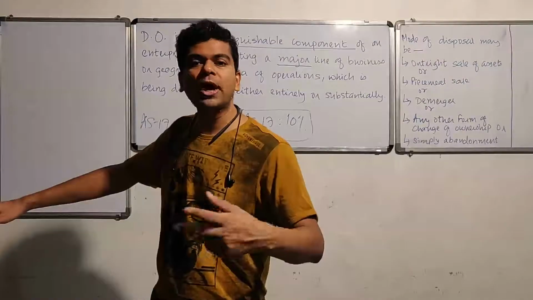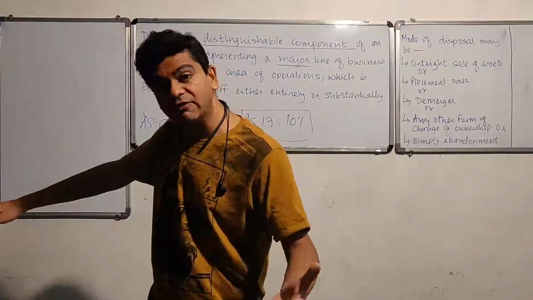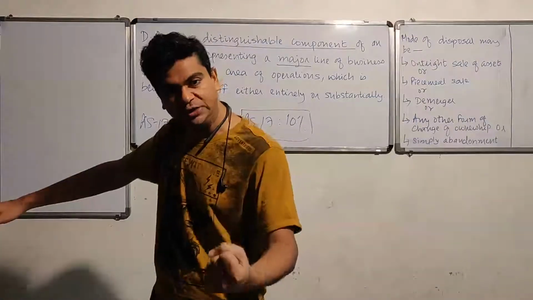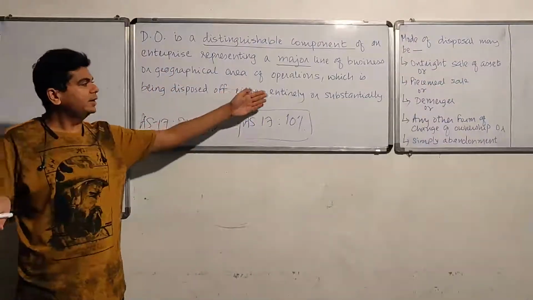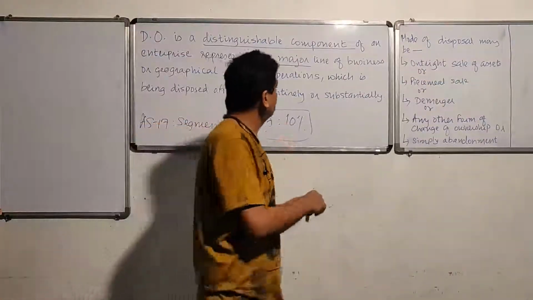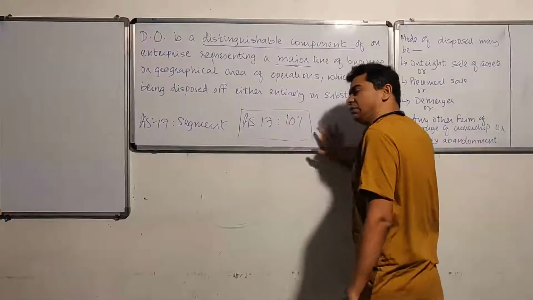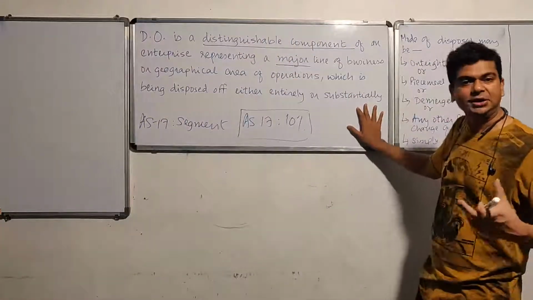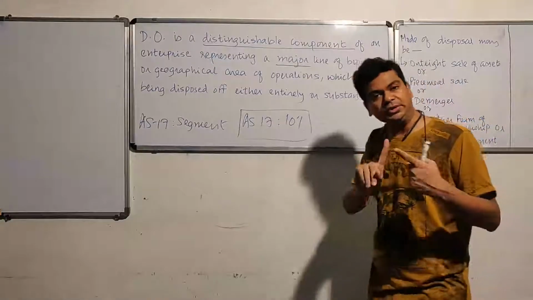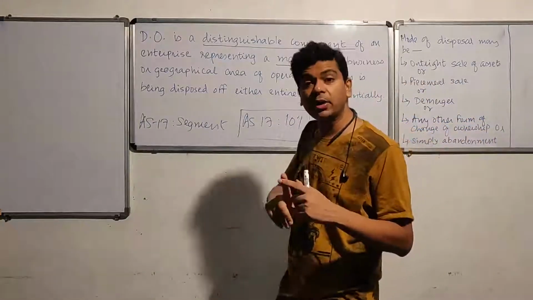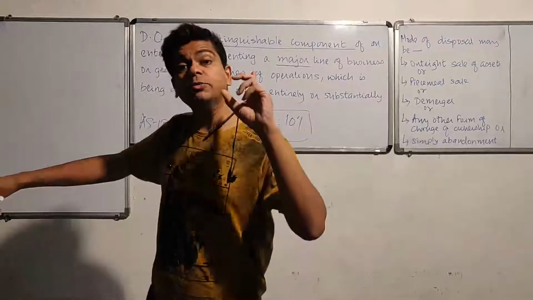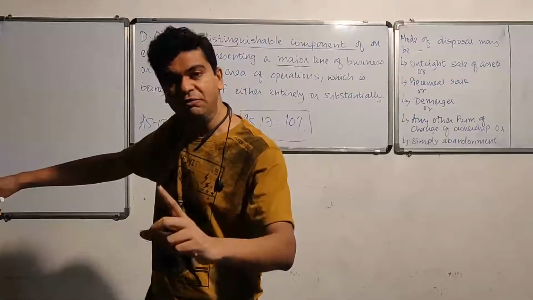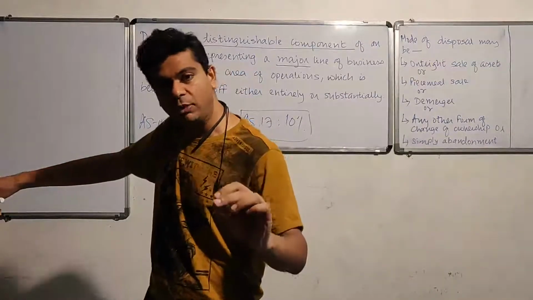Let's say 80 to 90% of the assets I am selling away, then I can say it is a substantial sale. Or I might just be selling away the entire industrial unit itself. So this is what we can understand as a discontinuing operation. A distinguishable component of an enterprise, so that later on separate information can be disclosed. It should be representing a major line of business or a geographical area of operations.